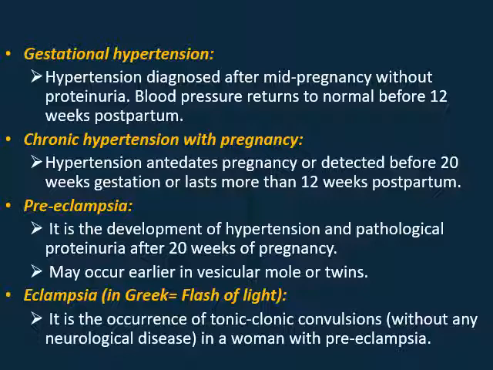Preeclampsia is the development of proteinuric hypertension during the second half of pregnancy. It may occur earlier in vesicular mole or twins. Eclampsia in Greek means flashes of life. It is the occurrence of tonic-clonic convulsions in a woman with preeclampsia.